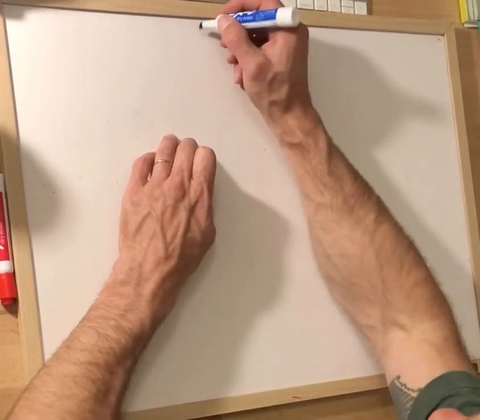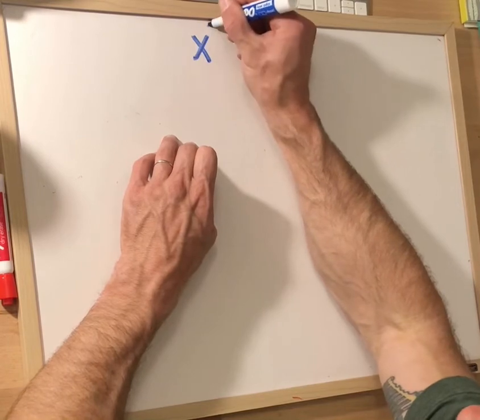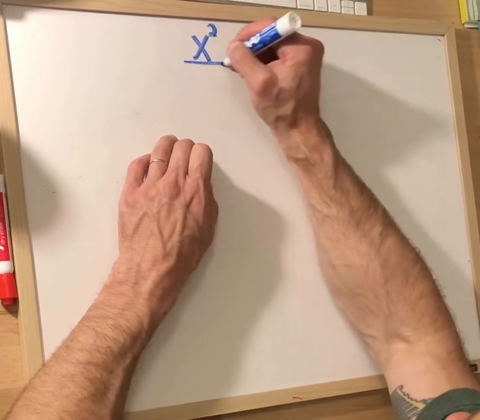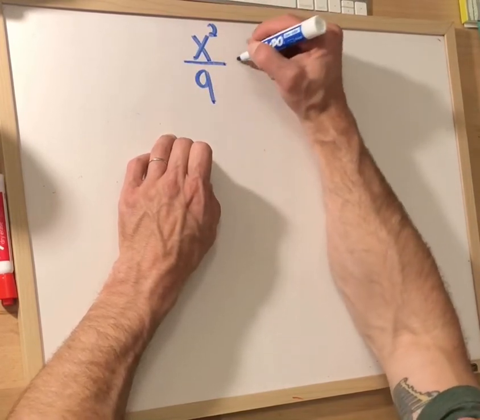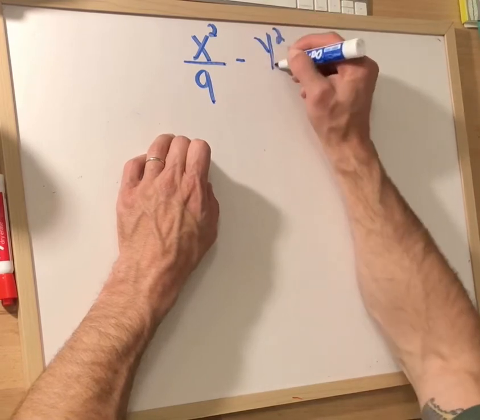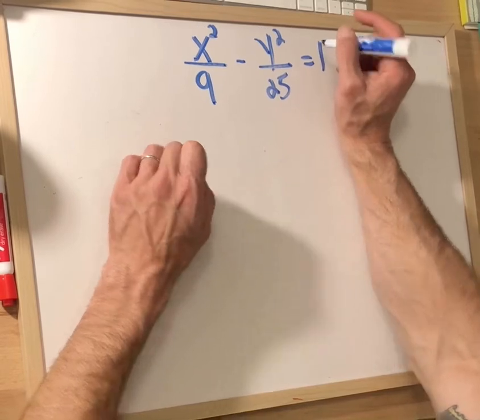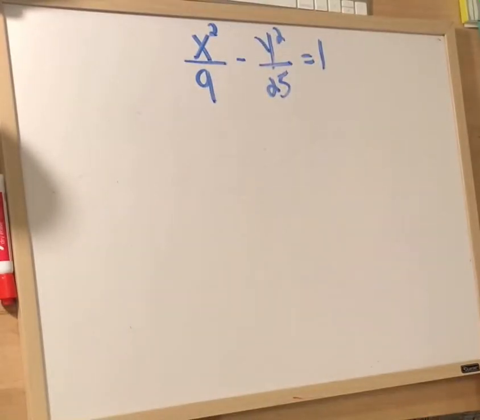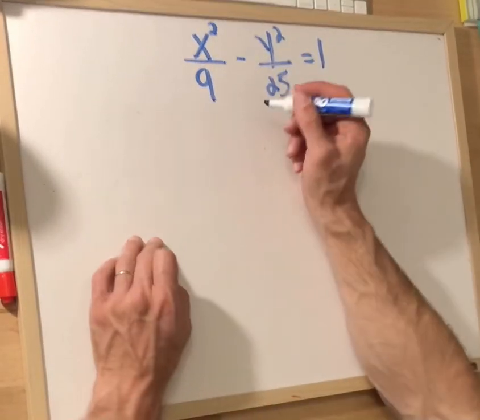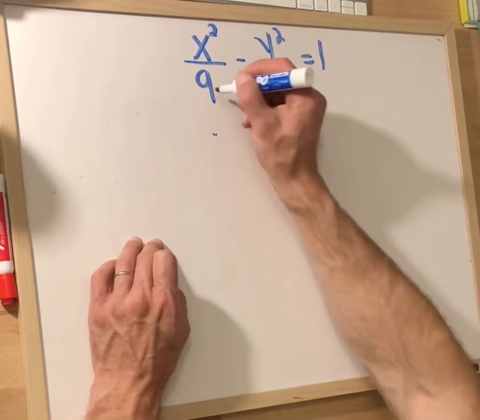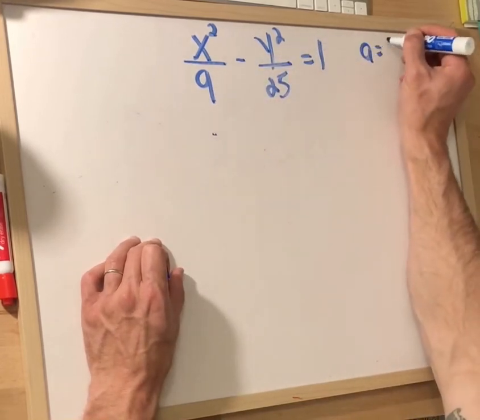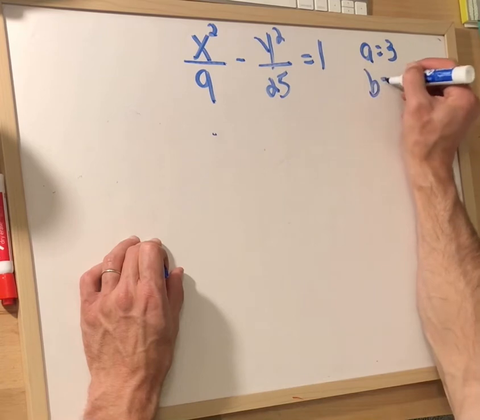Pause the video and see if you can do this equation. X squared over 9 minus y squared over 25 equals 1. First off, find the asymptote line. You should have square rooted this to get A equals 3, square root of this to get B equals 5.